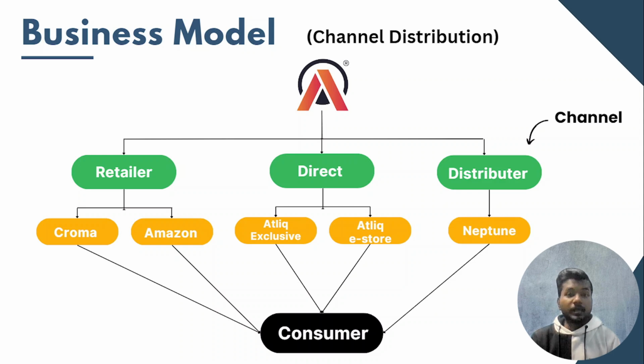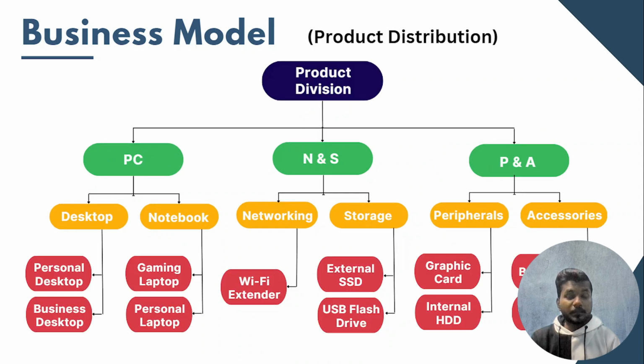Moving ahead, here's the product lineup of AtliQ, which has three main product divisions: PC, network and storage, peripheral and accessories. Now these are further divided into segments, 6 in total, containing a breakdown of different product categories as shown here.